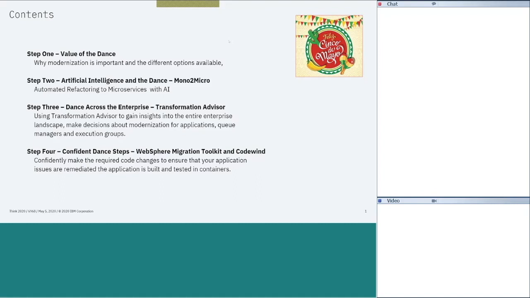Step 2 will then take you through something new that we are launching to help you refactor your apps into microservices as part of modernization, and that leverages artificial intelligence. Step 3, I think many of you might already be aware of the capability of IBM Cloud Transformation Advisor, and we'll take you through the enhancements we have made to it in the last several months and how it can be even more useful to you.